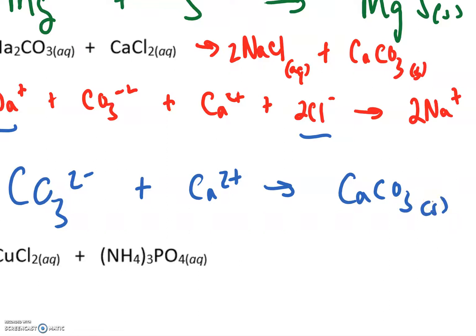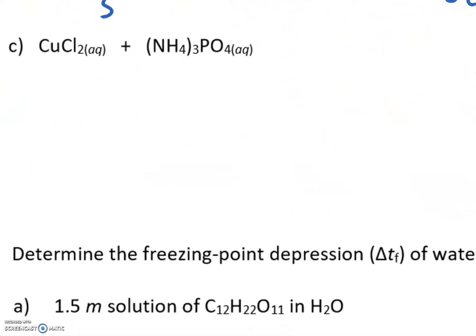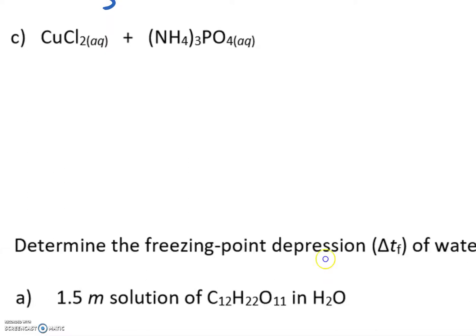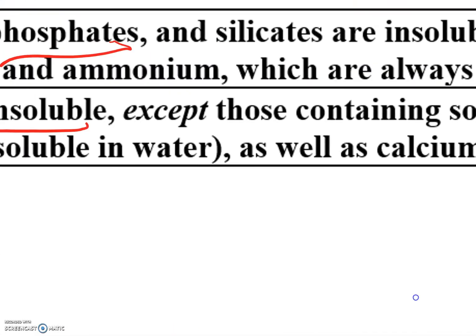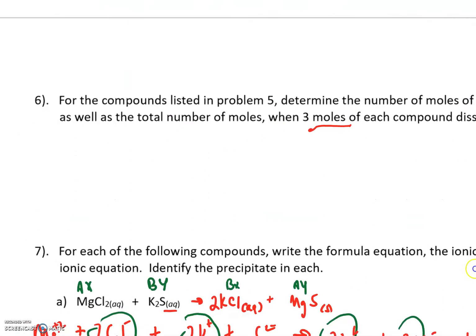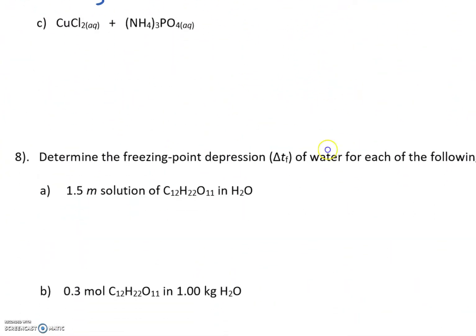All right. And the last one is copper 2 chloride and ammonium phosphate. And these are both aqueous. Now, we know that anything that's got ammonium in it is automatically going to be soluble, so we're not worried about that one. But this phosphate, let's go double check, because it says phosphates are insoluble right here, unless they contain sodium and potassium and ammonium. So anything that's got a phosphate in it is going to be our guy.